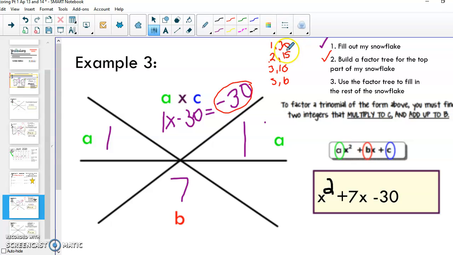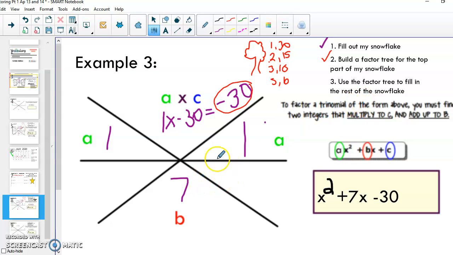If we need a little reminder for ourselves, this is my factor tree, and I'll even draw us a little picture there so we don't forget that this is our factor tree. Ooh, that's a scary looking tree. Sorry, y'all. Now I'm going to move on to step 3, where I use that factor tree to fill in the rest of my snowflake.